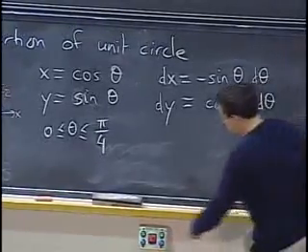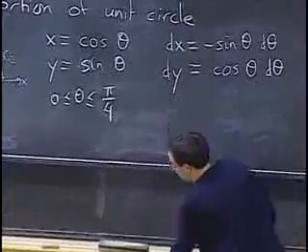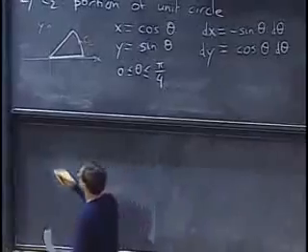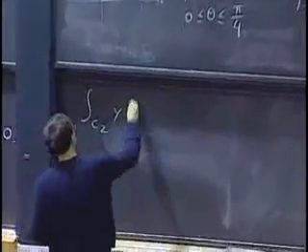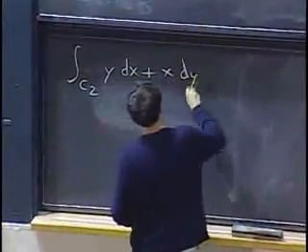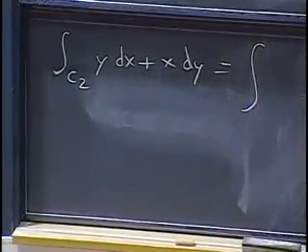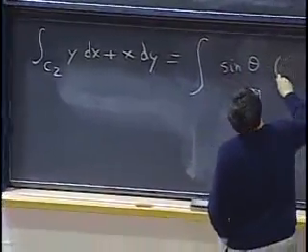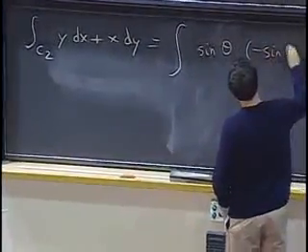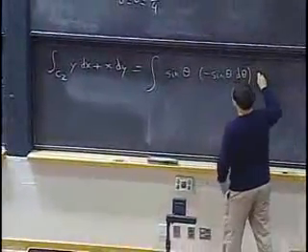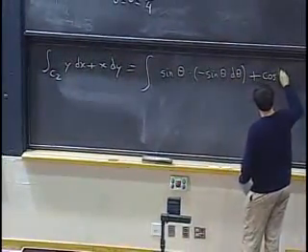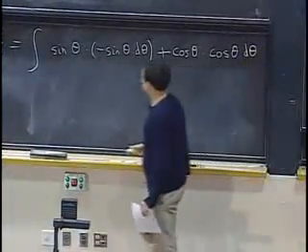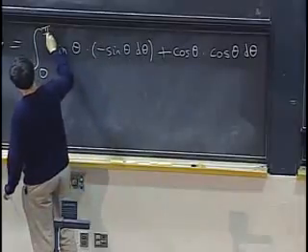Okay, so I'm computing the integral of y dx plus x dy. That means I'll be actually computing the integral of, so y is sine theta, dx, that's negative sine theta d theta, plus x is cosine, dy is cosine theta d theta, from 0 to pi over 4.